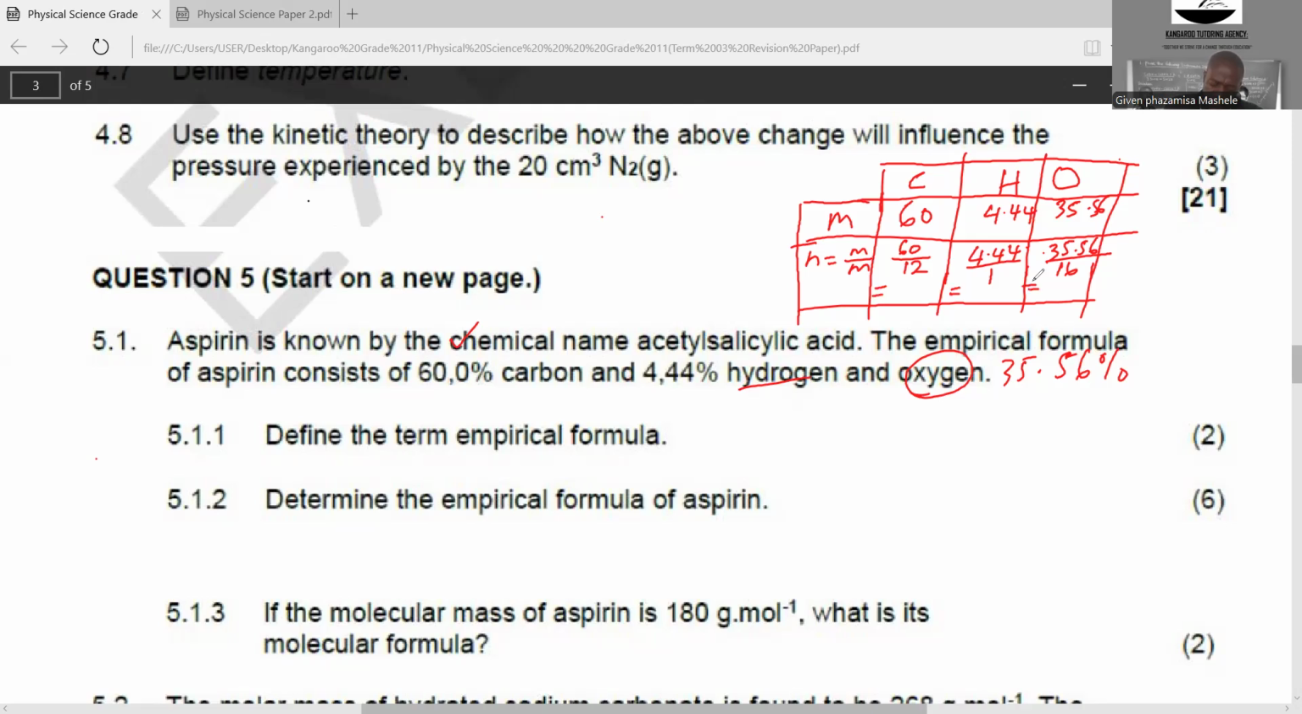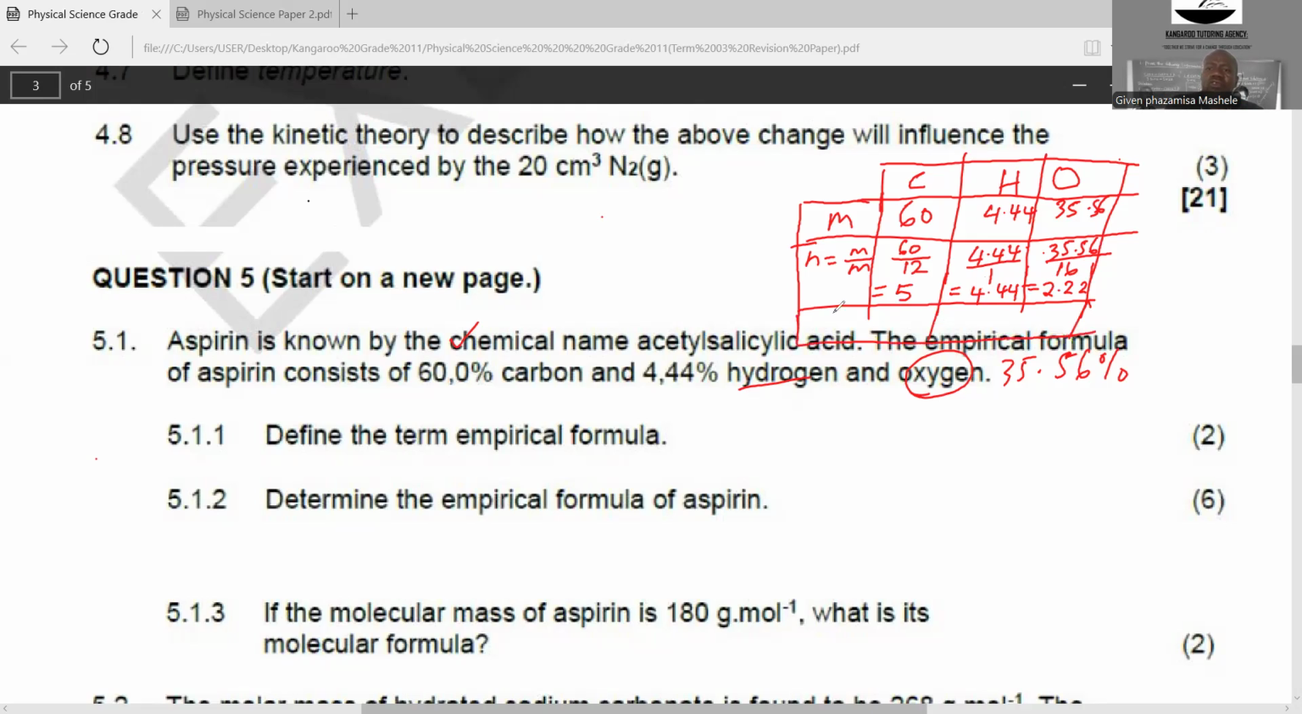Here we're going to have 60 divided by 12, which gives us 5 moles. Then 4.44 divided by 1 is 4.44 moles. Whereas 35.56 divided by 16 is 2.22, rounding to 2 decimal places. Now from here, we have to determine our ratio.